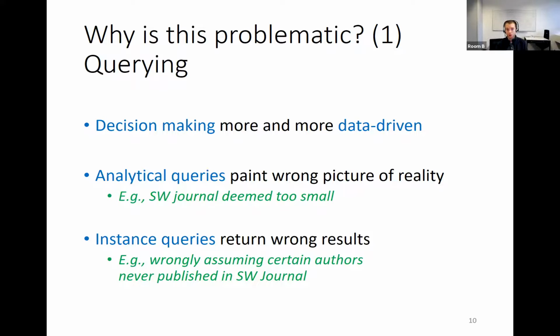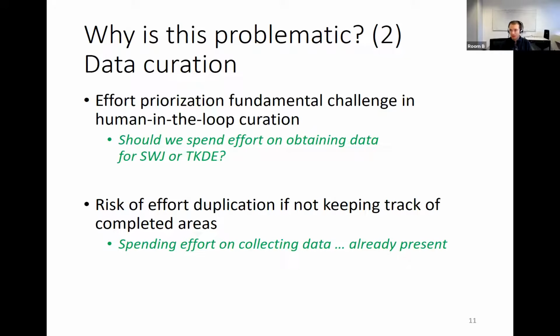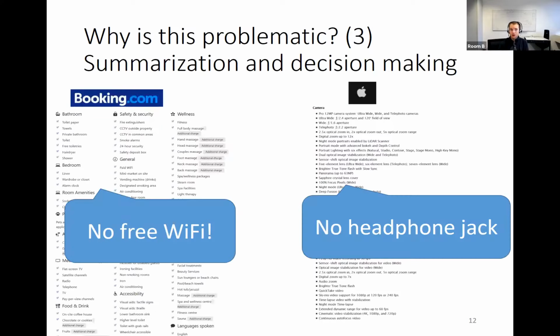It's problematic in data curation because we don't know how to prioritize our efforts. In most data curation efforts, there are humans in the loop at one stage or the other, either doing the data entry directly or deciding which domains to crawl and so on. So without knowledge about completeness, we don't know: should we spend effort on completing the Semantic Web Journal or TKDE, for example? And we may duplicate efforts if we don't keep track of what is completed. And the negative part is especially relevant in summarization and decision making.